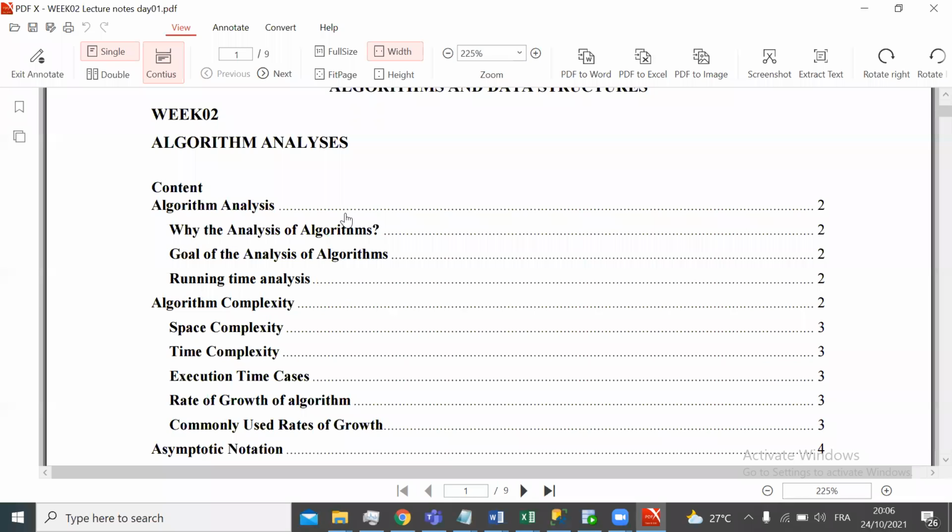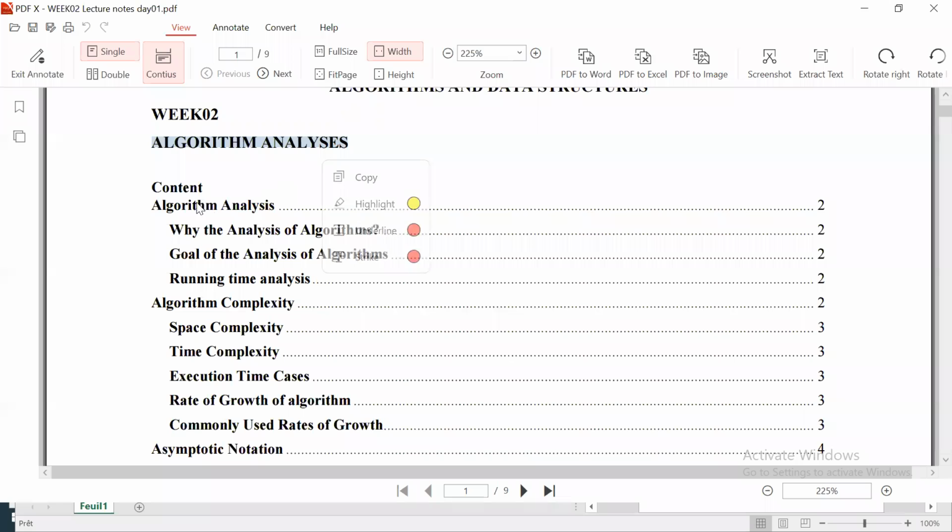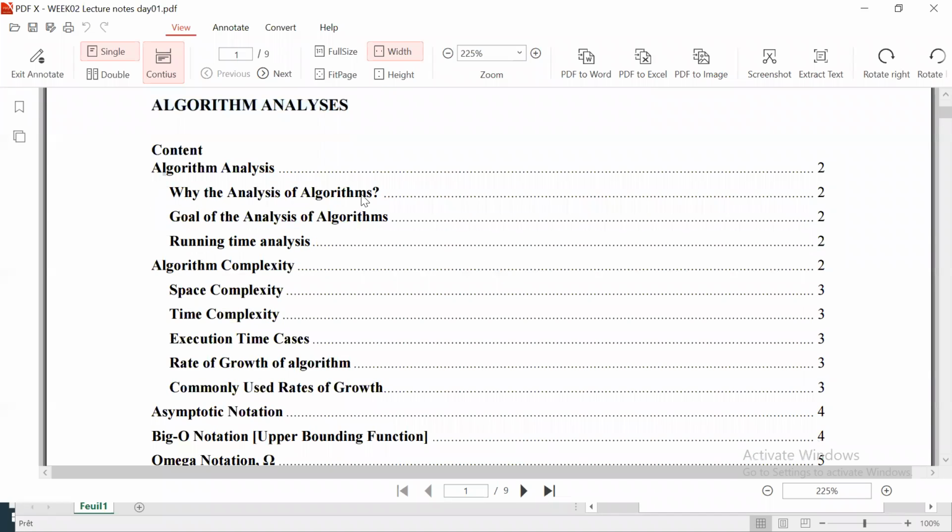So today we'll look at algorithm analysis. And before we begin, if you have any worries from our last lesson, if you have any challenges, can you please indicate?